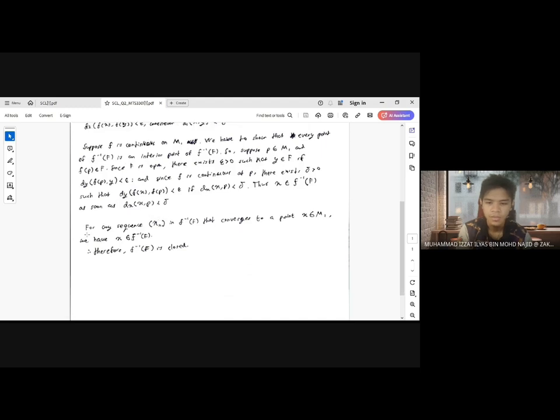So for the conclusion, for any sequence x_n in f inverse that converges to the point x in M1, we have that x is in f inverse. Therefore, f inverse is closed.